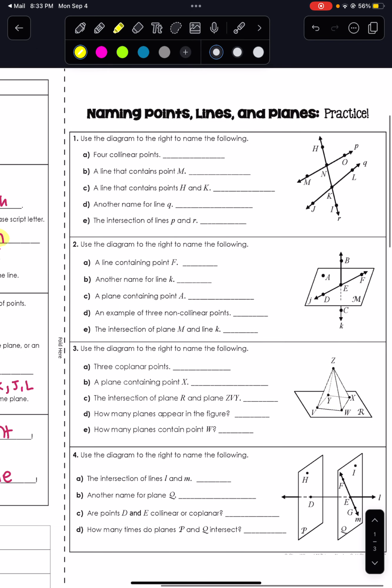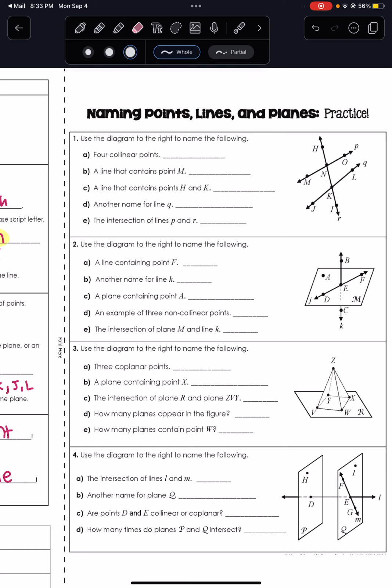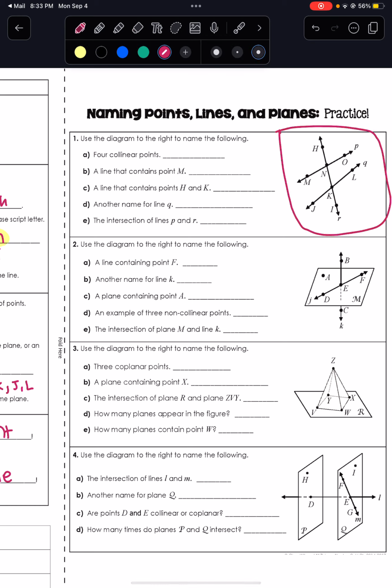Okay, going on to the practice, we're gonna do some of these together, and some of them I want you to fill in on your own and then check your work. So we have number 1. So it says use the diagram to the right. So we're looking at this right here, and we're gonna name the following. So we're just naming things.